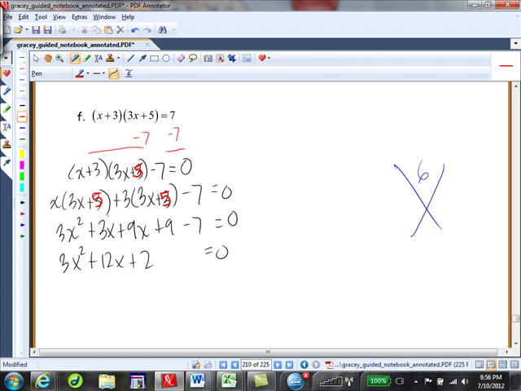This would give me 3x squared plus 5x plus 9x plus 15 minus 7. So I will get 3x squared plus 14x's, and then I'm going to have 15 minus 7, which is 8. Sorry about that. So here we go. Overall product of 24, positive 24, and a sum of positive 14.